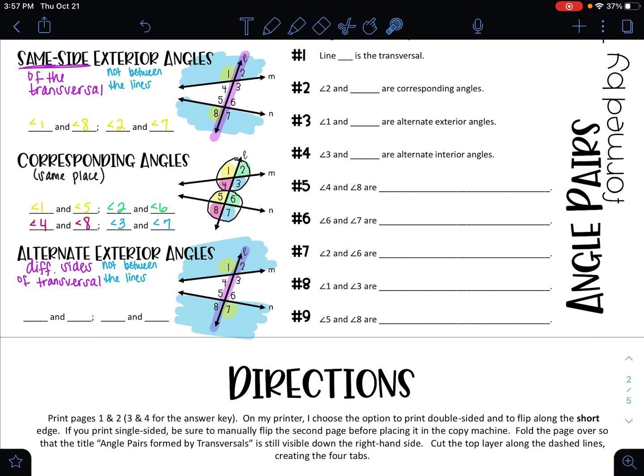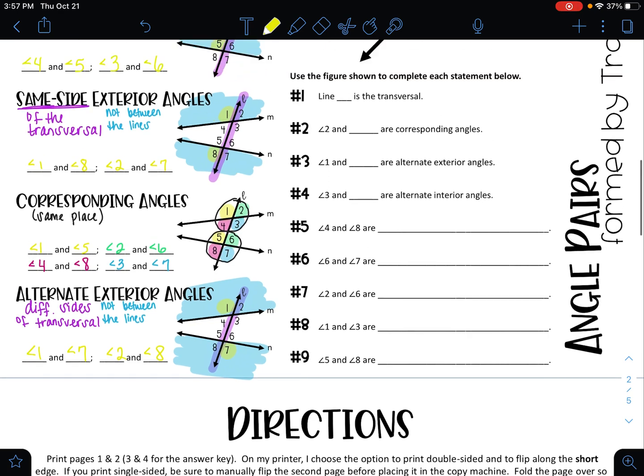So different sides of this line. That's what we mean by alternate. So that'd be angle 1 and angle 7. And then on the other side, we got 2 and 8. So angle 2 and angle 8. Okay? All right, so that's pretty much it for that.